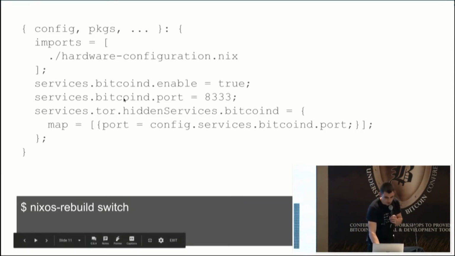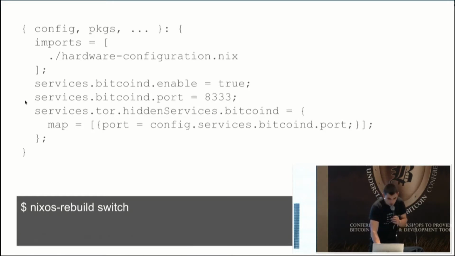You can also specify other things. For example, you can explicitly specify the port Bitcoin D is running on, and then you can say, okay, I want a hidden service for Bitcoin, and that's then just 3 lines in this case, where you say you want to map this Tor hidden service to this particular port that you have previously set.